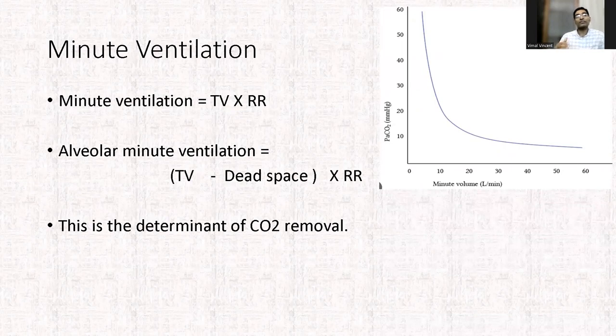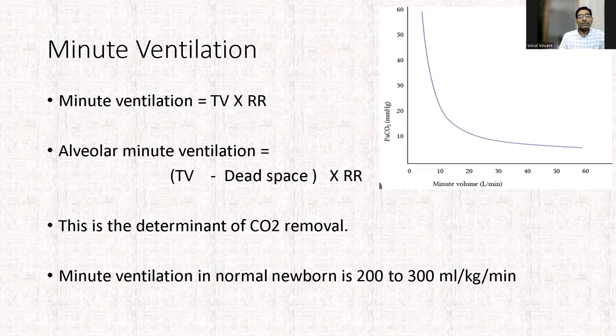What is the significance of alveolar minute ventilation? When you are ventilating a baby and there is carbon dioxide retention, there are two ways in which you can increase the minute ventilation. One is increasing the tidal volume, and the other is increasing the respiratory rate. Which one is the better option? Definitely increasing the tidal volume, because the dead space is fixed, so the proportional increase in alveolar minute ventilation will be more. When you increase the respiratory rate, your minute ventilation will increase, but proportionally the dead space ventilation will also increase, so the increase in alveolar minute ventilation will not be as much. But the problem is that we cannot increase the tidal volume beyond a particular level, so we will have to increase the respiratory rate. The normal minute ventilation in a normal newborn is around 200 to 300 ml per kg.